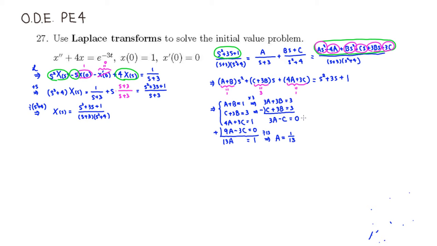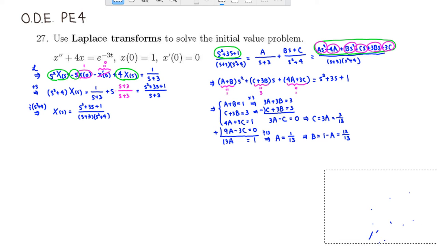Alright, so from here, the c value can be found: c is equal to 3a, which means 3 times 1 over 13, so 3 over 13. Since a plus b is equal to 1, b is going to be equal to 1 minus a. So it's 1 minus 1 over 13, which is 12 over 13. So it took us a while, but we found a, b, and c.